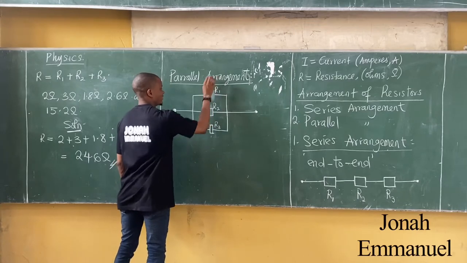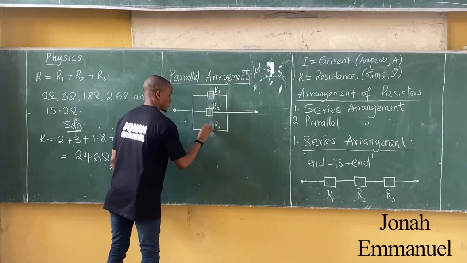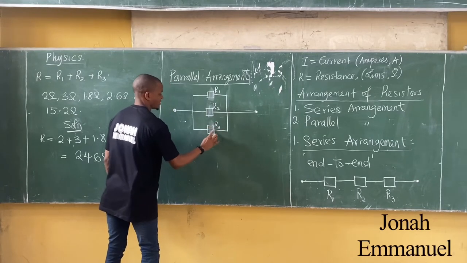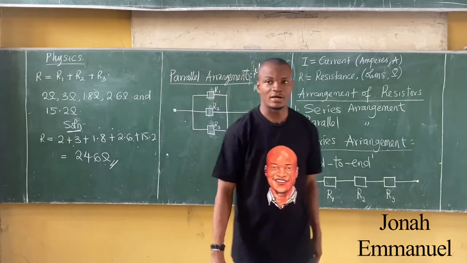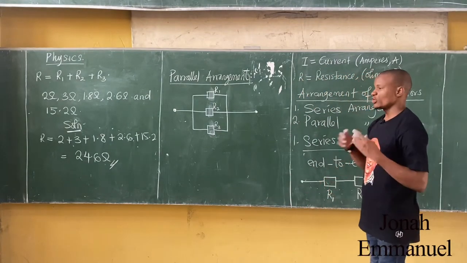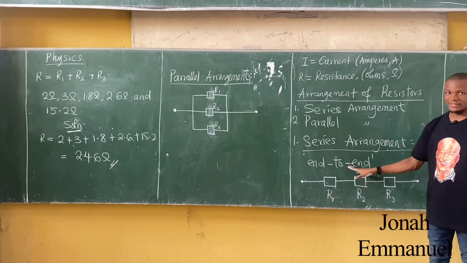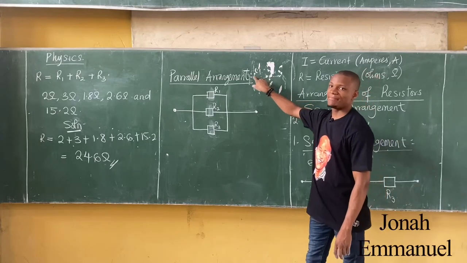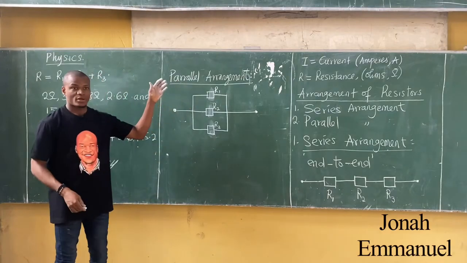Side-by-side arrangement of resistors as shown below. So having this, I have R1, R2, and R3. So note your keywords. When it comes to series arrangement, your keyword is end to end. When it comes to parallel arrangement, your keyword is side by side. Alright. Are we done?